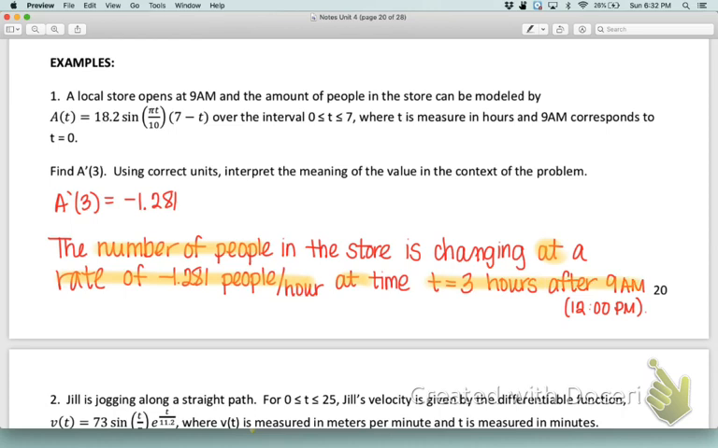You don't want to just say t equals 3 and leave that number dangling with no unit, okay? So once again, what did you find? What are the units for everything, and what is the context of the problem? Derivatives always represent a rate. Let's look at an integral.